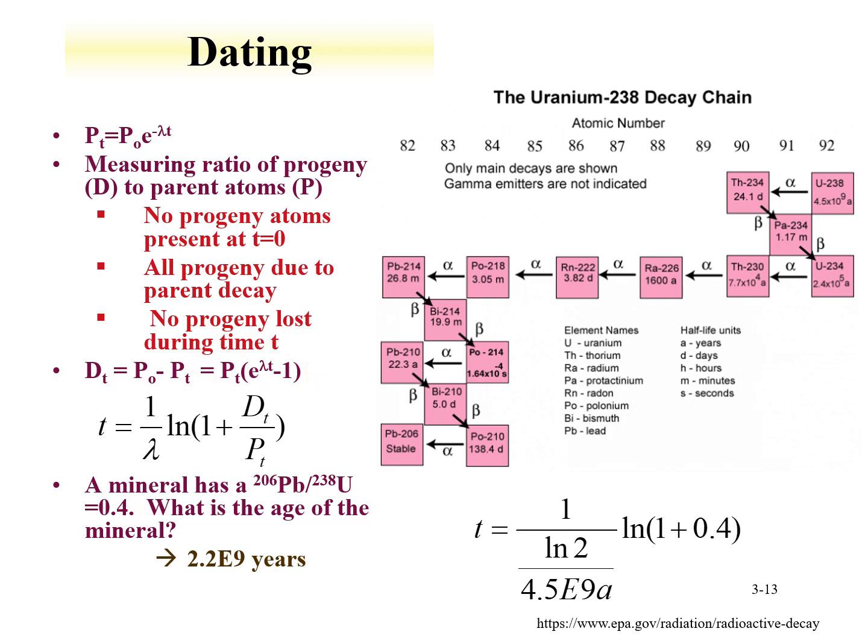And then solving for t, we rearrange this equation to what is shown here, where t, the age of the sample, is equal to 1 over the decay constant times the log of the sum of 1 plus the ratio of the progeny atoms to the parent atoms. So let's consider how this could work.